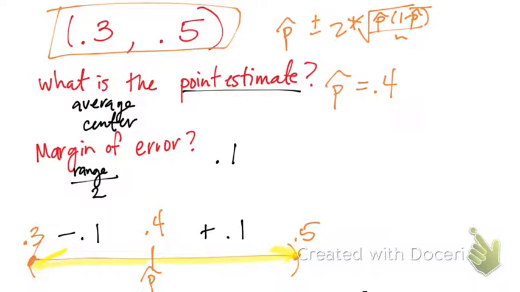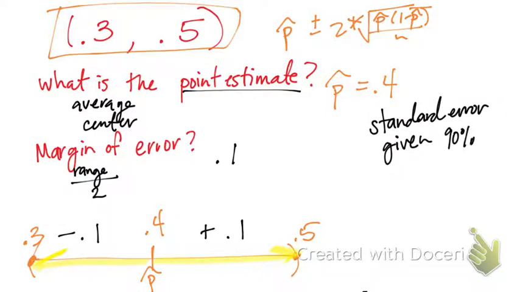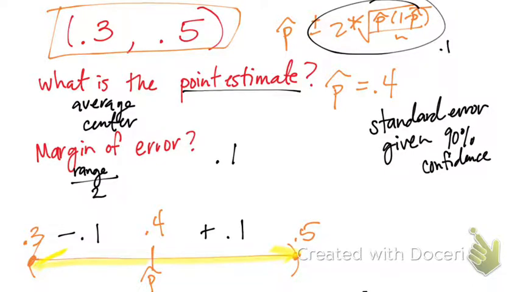Another thing that they could ask you would be, what is the standard error given 90% confidence? So if I know that my margin of error, which is this whole thing, is 0.1, so 0.1 equals z star times the square root of p hat (1 minus p hat) over n. And it also gives me 90% confidence. Standard error is just the stuff under the square root.